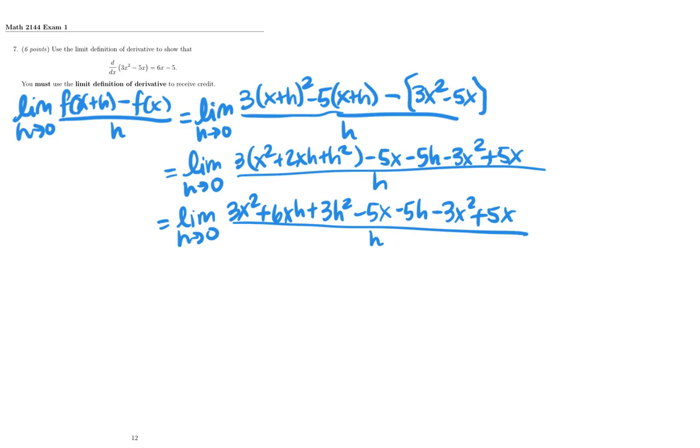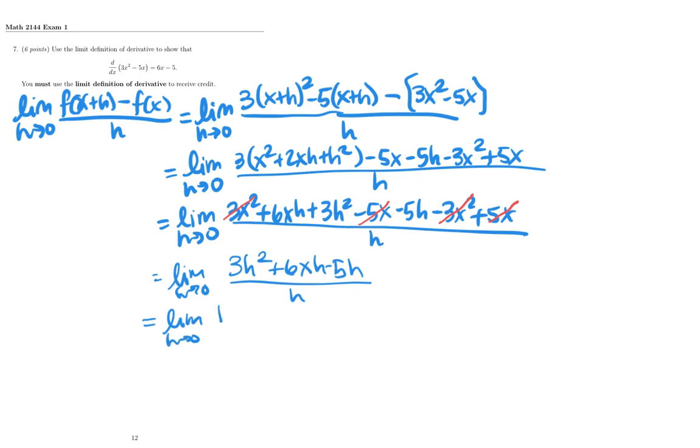Now I can get rid of everything that adds to 0. So 3x squared minus 3x squared adds to 0. Negative 5x plus 5x. Everything else is going to have an h in it. So I have the limit as h goes to 0 of, let's see, I think what's left is 3h squared plus 6xh minus 5h all over h. Now I can factor out an h from the top. So I'll have 3h plus 6x minus 5 all over h.